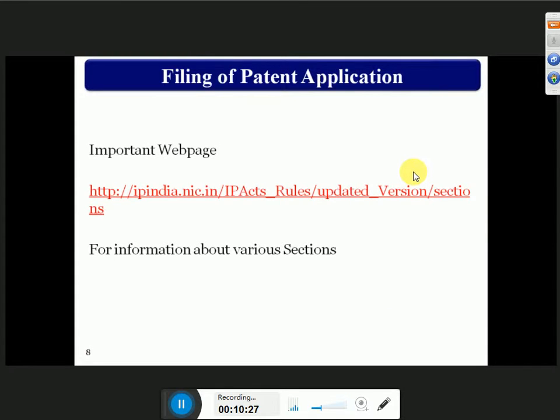So this is a very important web page for information on various rules and various sections of the Indian Patent Office. Basically, it is ipindia.nic.in, where you can go and find detailed information on how you can file the patent and what the procedural aspects of various stages are.